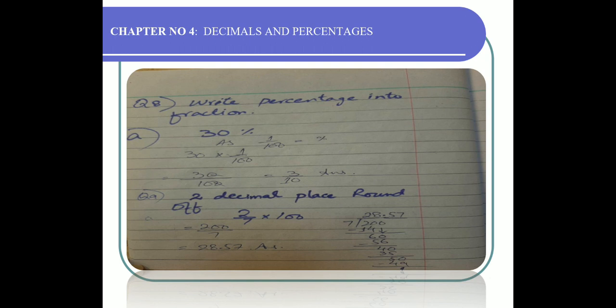Question number 9, round to 2 decimal places the number 2 by 7 multiplied by 100. What you have to do, multiply 2 by 100, which is 200, divided by 7, simply divide it. You will come to know the answer in decimals.